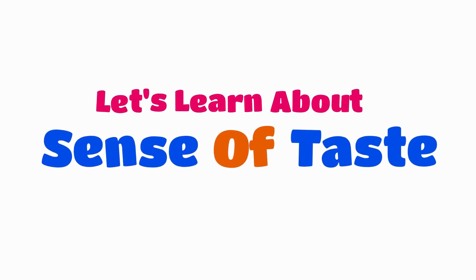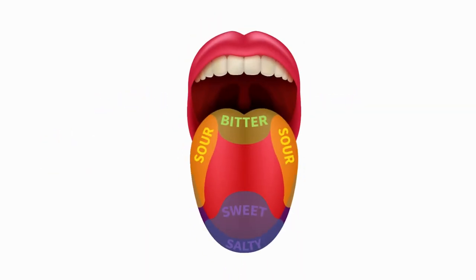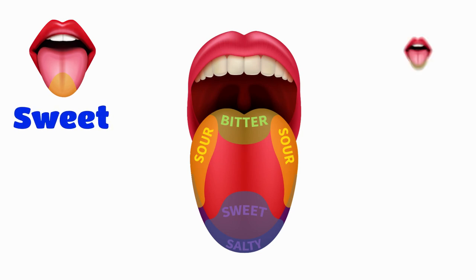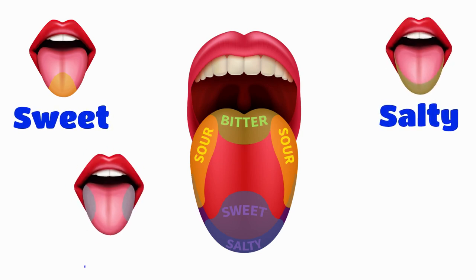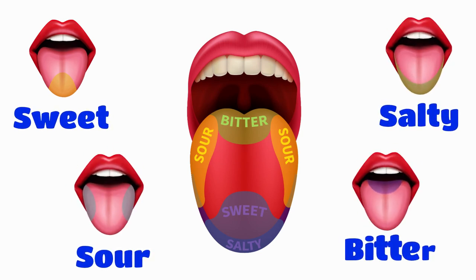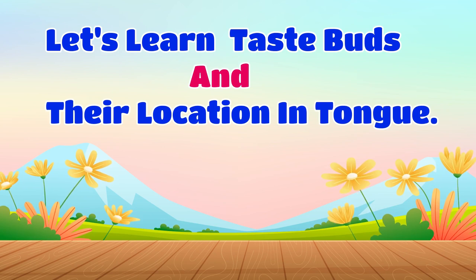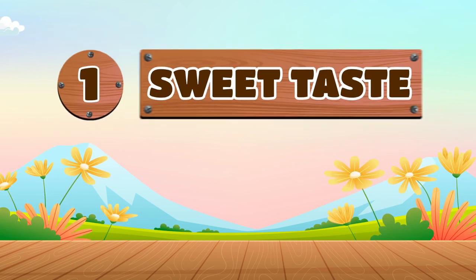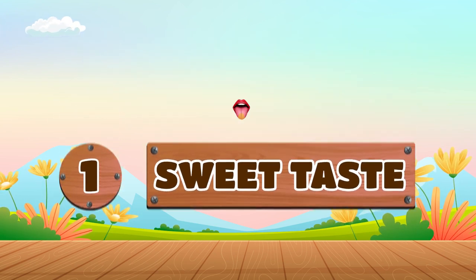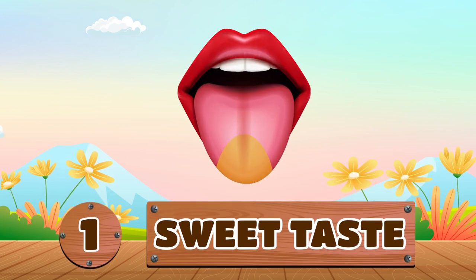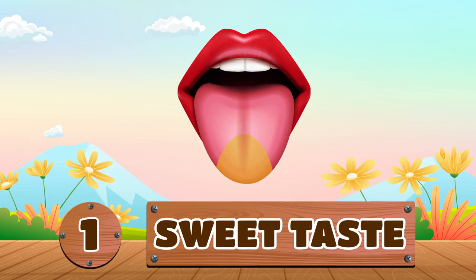Yay! Let's learn about the sense of taste. There are 4 basic types of taste: sweet, salty, sour, bitter. Let's learn about taste buds and their location on the tongue. Sweet taste. The taste buds for sweet taste are on the tip of the tongue.